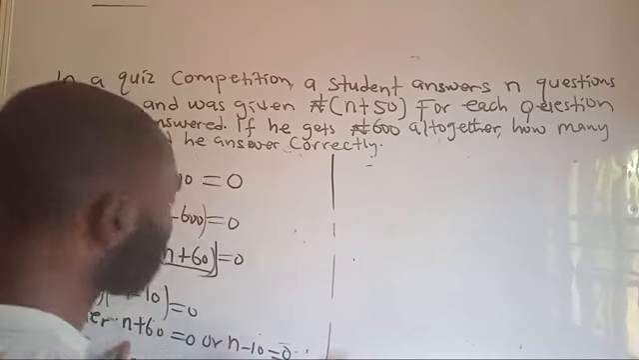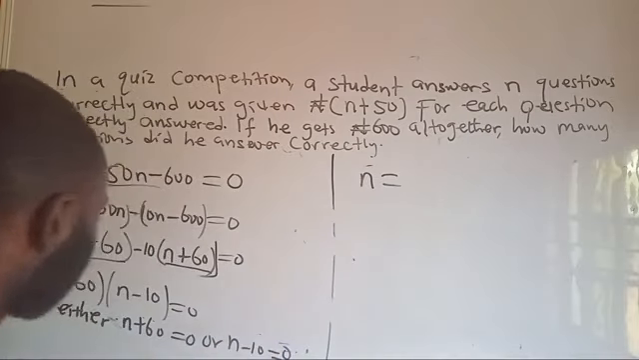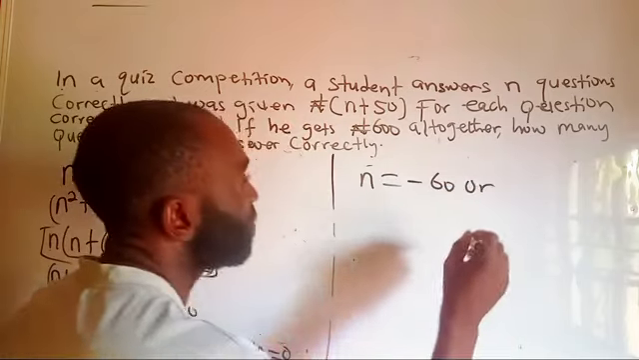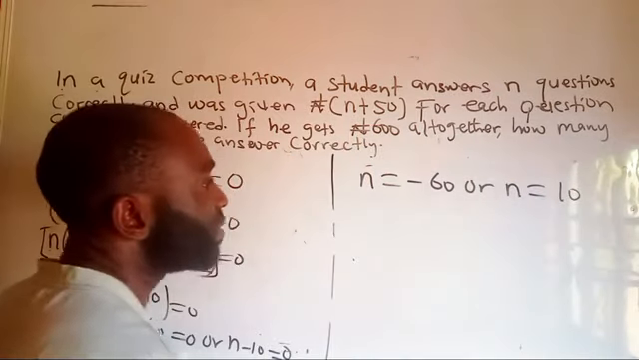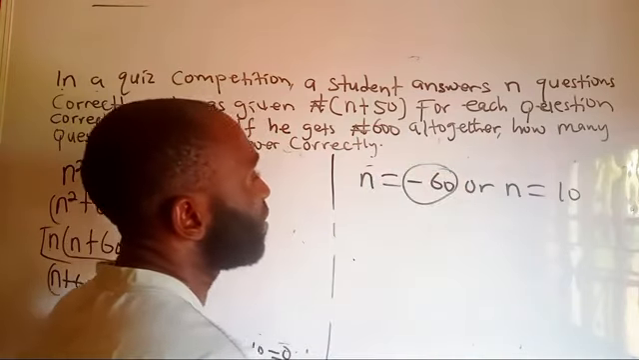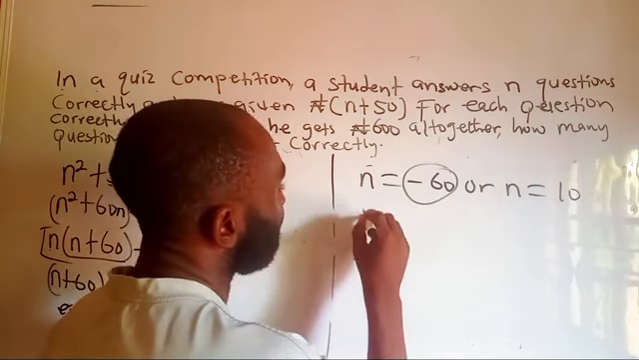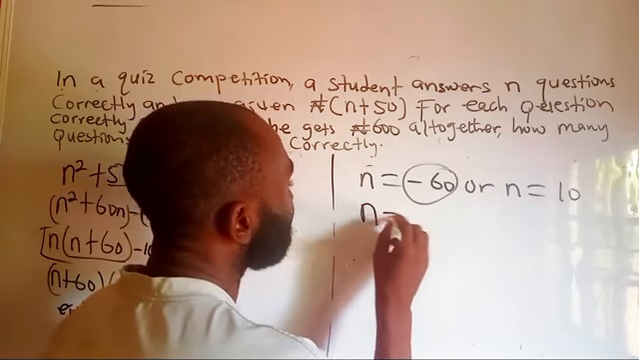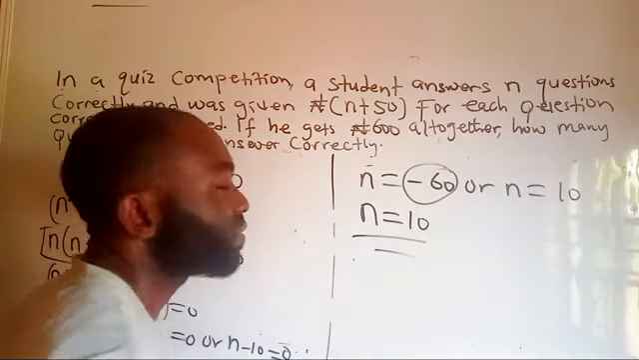So from here, n will be equal to minus 60, or n is equal to 10. But we cannot have negative questions, which means n is equal to 10. So that will give us the answer.